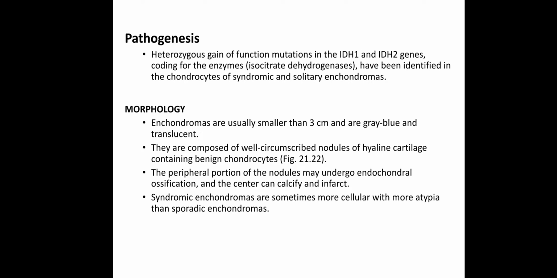Sorry. The morphology in chondroma are usually smaller than 3 cm, gray blue and translucent. هي متكونة مثل الجيلاتين material. They are composed of well circumscribed nodule of hyaline cartilage containing benign chondrocyte, where the peripheral portion of the nodule may undergo enchondral ossification and the center can calcify مثل ما شفتوا بالأشعة and infarct. Syndromic enchondroma are sometimes more cellular with more atypia than the sporadic enchondroma.